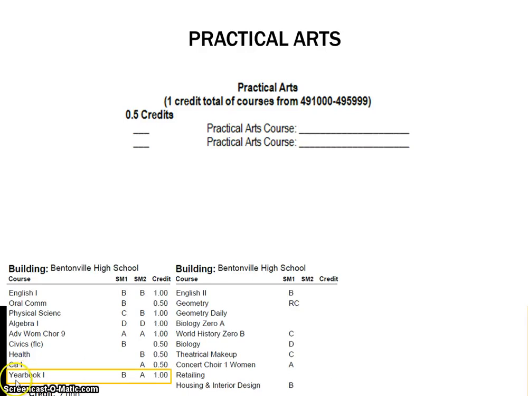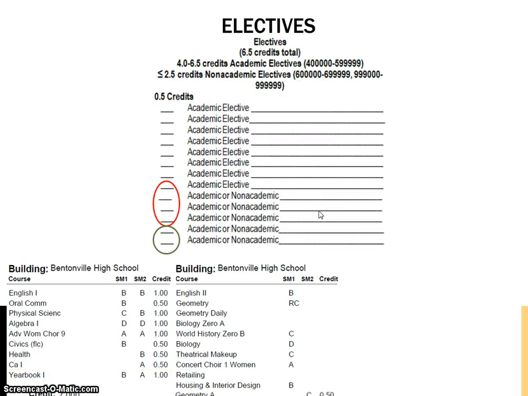Practical arts: the student has had several practical arts, including CA and yearbook. Since they've had yearbook, and it's a year-long course, I'm just going to put that one. And remember, each blank is for half a credit, or a semester, so we're going to break this up into 2 lines because yearbook is a year-long course.